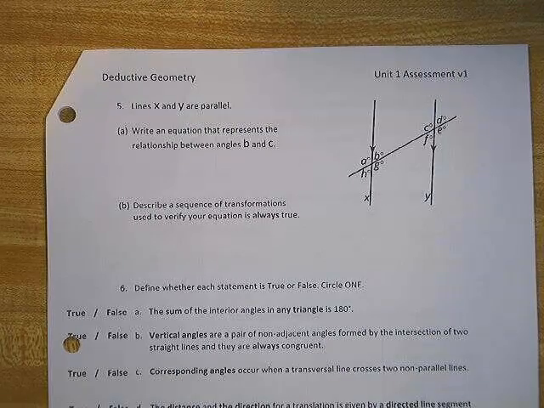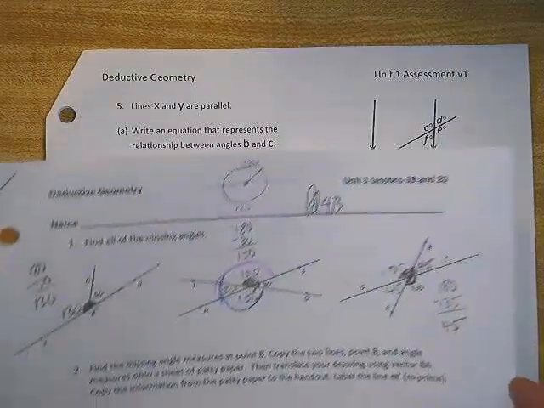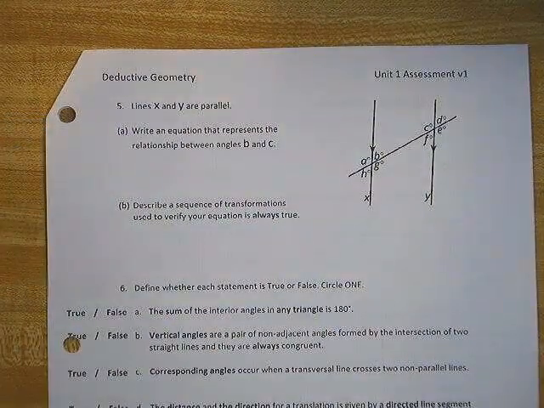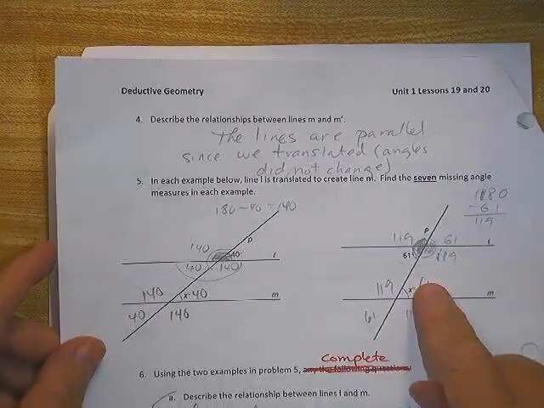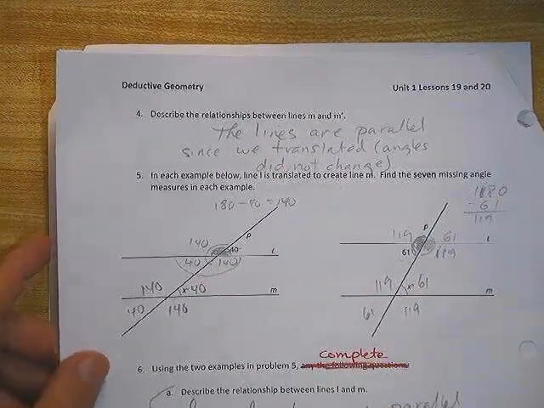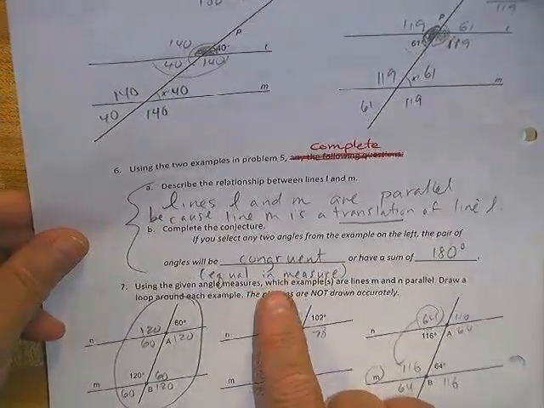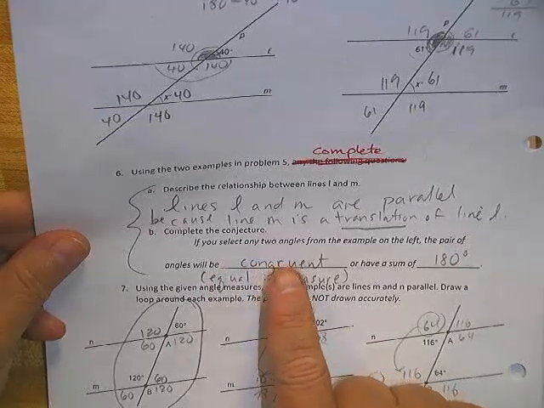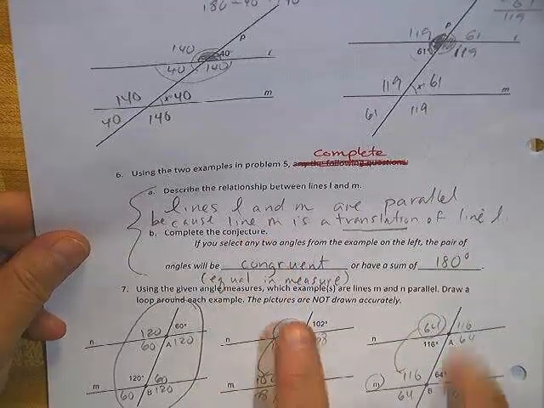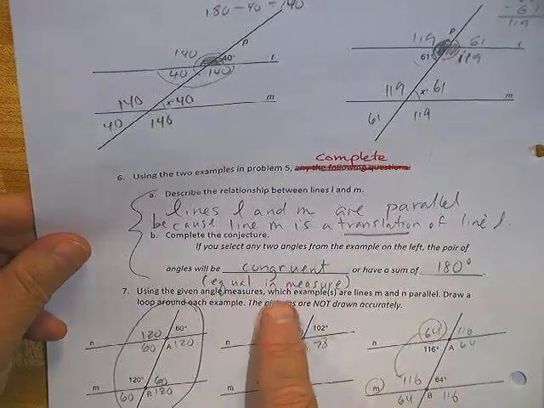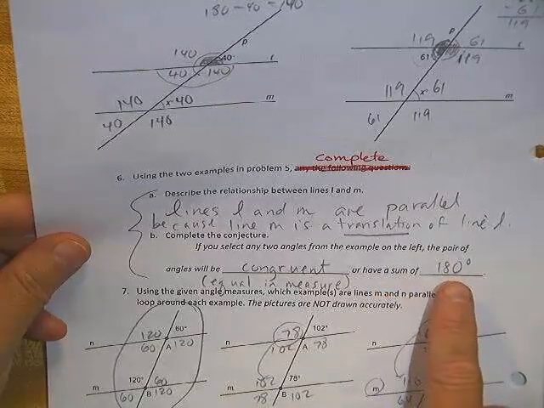Alright, so last week, maybe even the week before that, we did an activity called Lesson 19-20 from Unit 1. One of the big ideas in completing this activity was to learn how to find the missing angle measurements. But as important, one of the conjectures we came up with was that if you select any two angles from lines that are parallel, only two things can happen. Either the angles will be congruent, or equal in measure, or they will have a sum of 180.